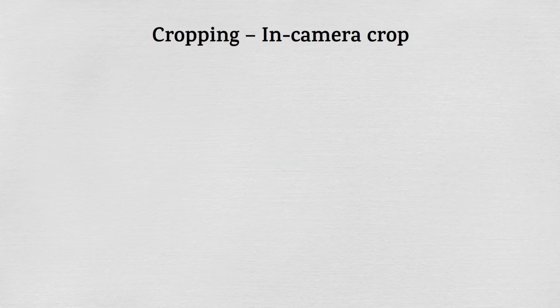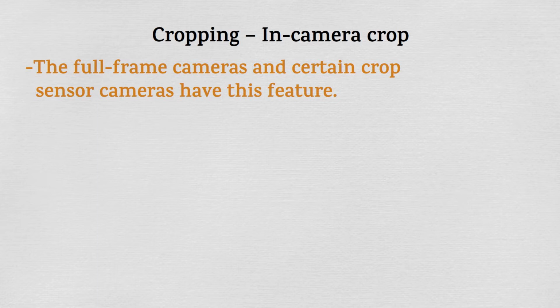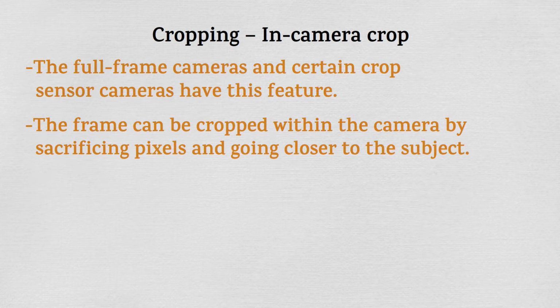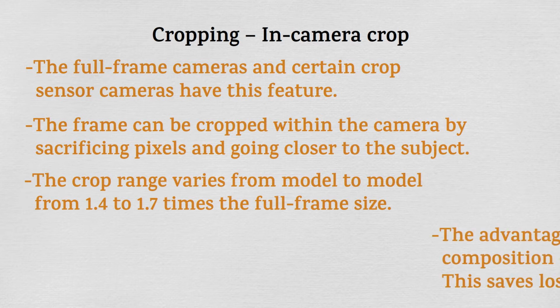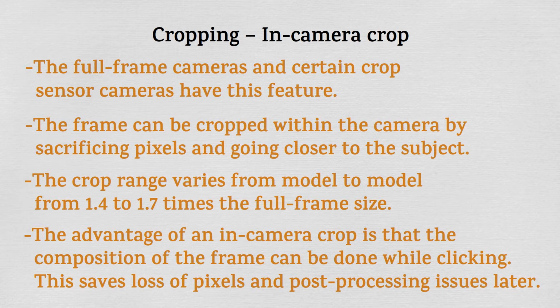The in-camera cropping facility is available mostly in full-frame cameras and in very few top-end crop sensor cameras. When you look through the camera frame, we have a huge amount of pixels, and when we crop, the frame is cropped by sacrificing pixels and going closer to the subject. The crop range varies from model to model, from about 1.4 times to 1.7 times of the full frame size. The advantage of cropping in camera is that the composition of the frame can be done at the same instant while clicking, and this saves a loss of pixels and post-processing issues later.